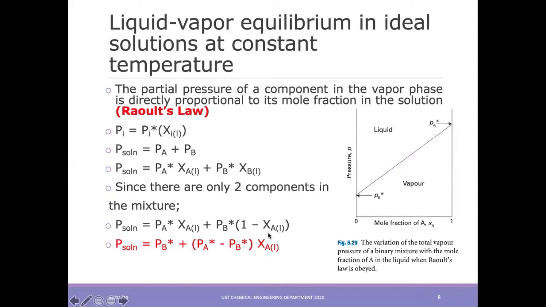Okay, so examination of the final equation reveals that it follows the form of the equation of a straight line. Y here is your pressure and X is your mole fraction, your slope is the difference of the vapor pressures of A and B, and your y-intercept is equal to the vapor pressure of B. So if the two are plotted in terms of pressure and mole fraction, a straight line results as shown in this figure.